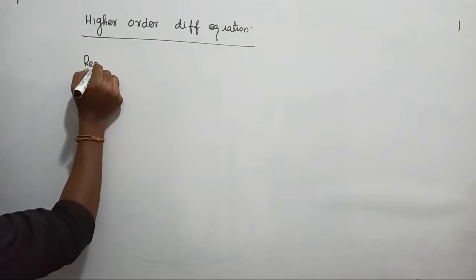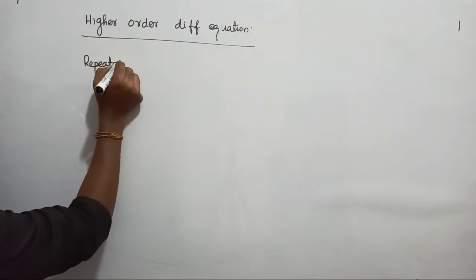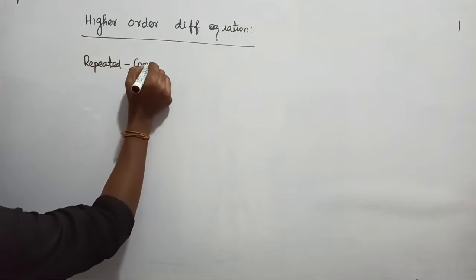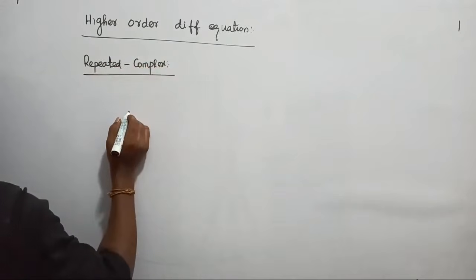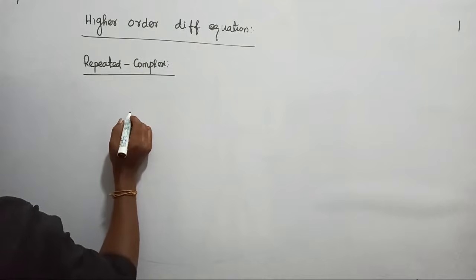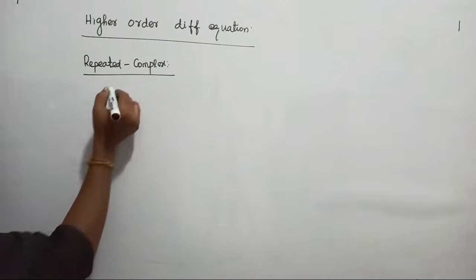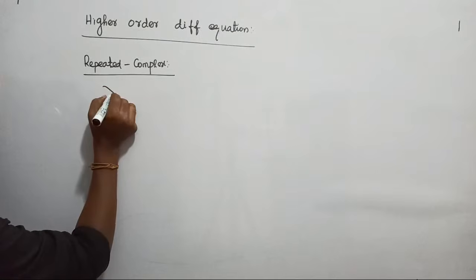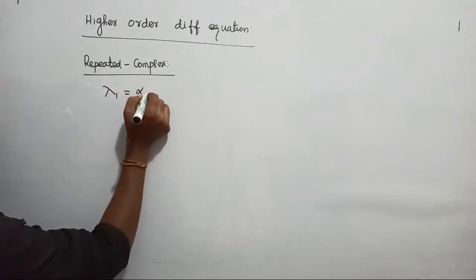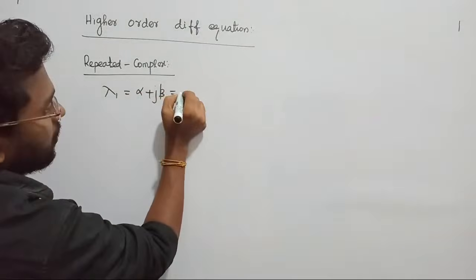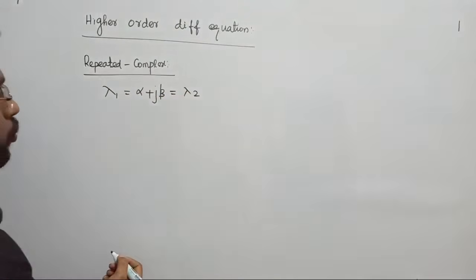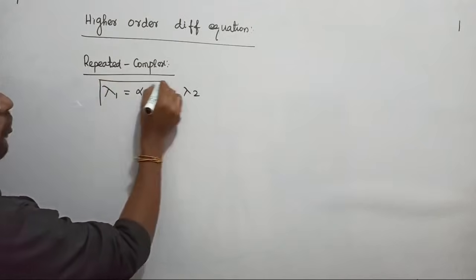Since we are lying under repeated roots, but now we are going to discuss complex roots. Now in these complex roots, once again there are two roots. Lambda 1 is equal to, let us consider, alpha plus j times beta. Similarly it is also equal to lambda 2. That is, the two roots are equal.